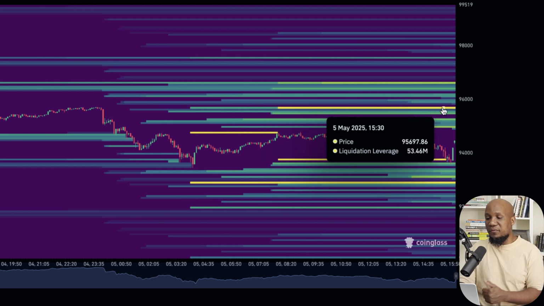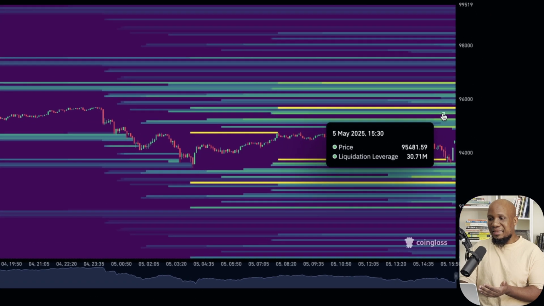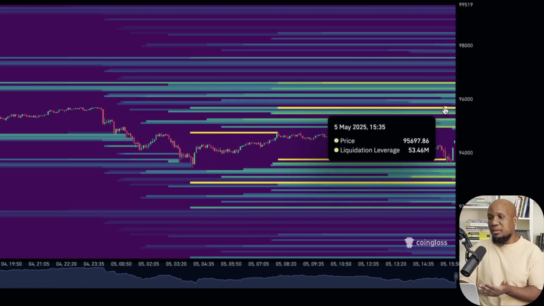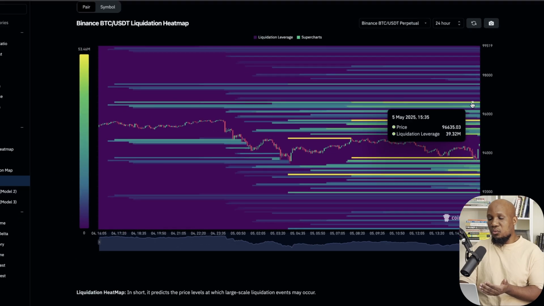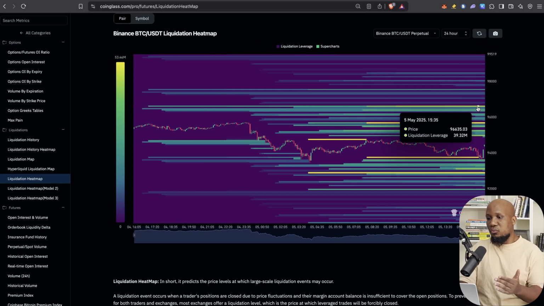You can see we've got 53 million, but obviously, like I said, within these lines there is a lot of money sitting there. You can see 30 million, 20 million, 50 and all that. So if the market goes to that key level, it will wipe everybody out. We'll be on a long position and we'll be taking advantage of that price movement.